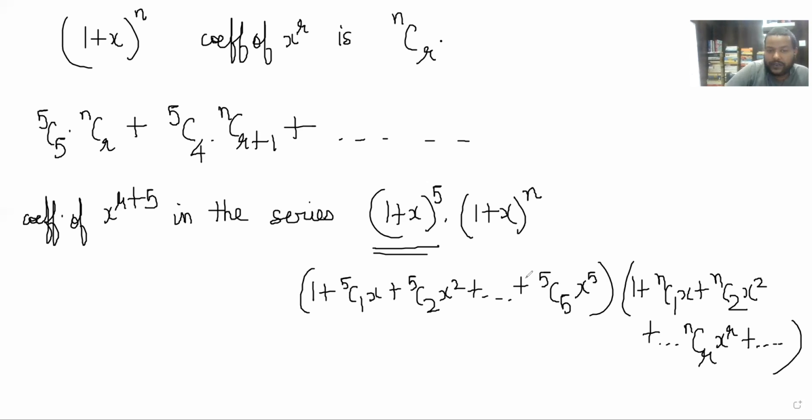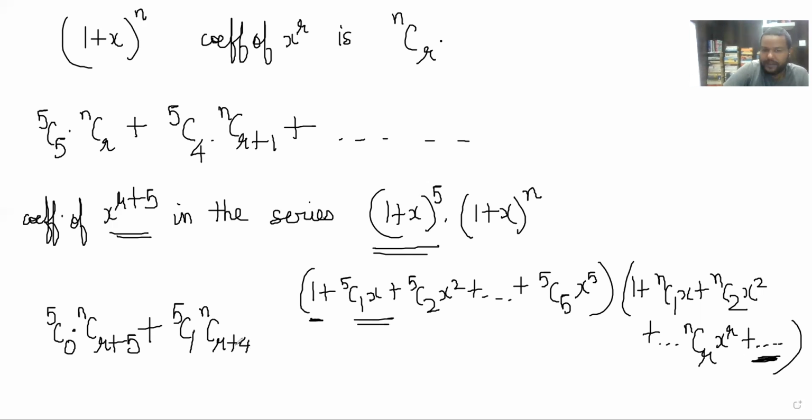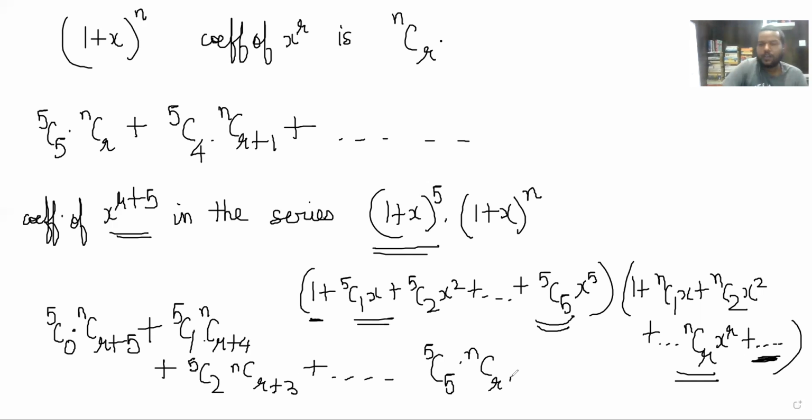Now, if I am looking for the coefficient of x to the power r plus 5, how will I get r plus 5 after multiplying? I can start with the constant term here. So I have to select 1 here, which will be 5C0. And I have to select the term here that has x to the power r plus 5, so that will be nCr+5, right? Then I can select the power 1 here, and I'll have to select r plus 4 power here, so it will be 5C1 into nCr+4. Similarly, 5C2 into nCr+3. And finally, you'll get 5C5 multiplied by nCr, right? 5C5 into nCr. So that just gives us the series in the numerator that we were looking for.